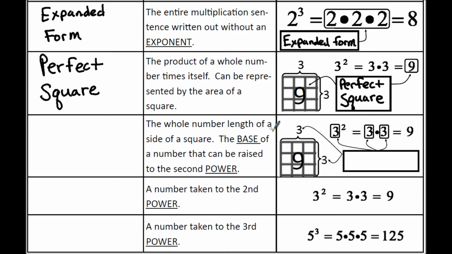A square root is the whole number length of the side of a square, or the base of a number that can be raised to the second power. So in that original square, the sides of that square are 3, and if I take 3 times 3, it would give me that area of 9. So 3 is the square's root. So the square root of that 9 would give me 3.